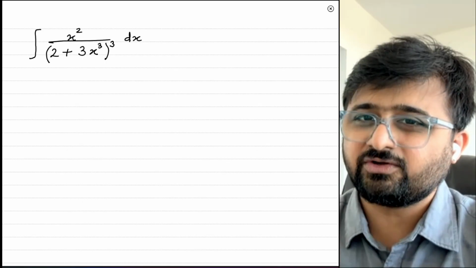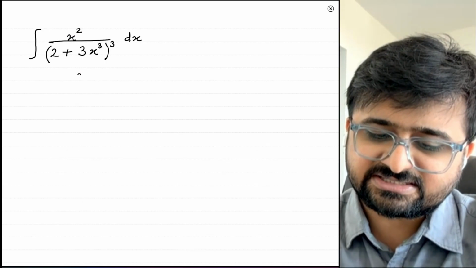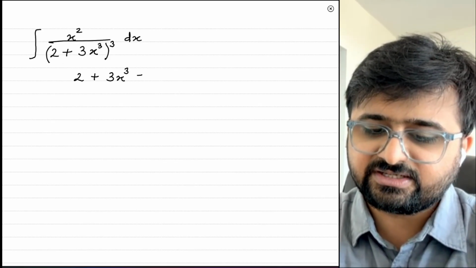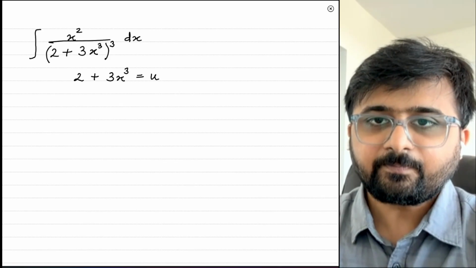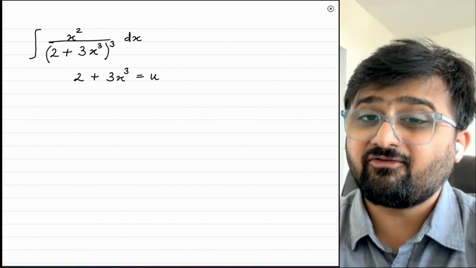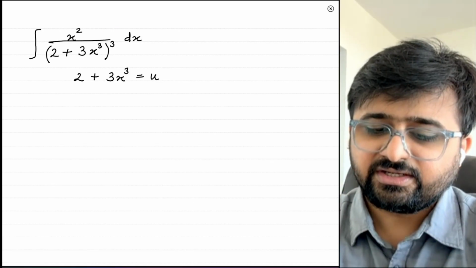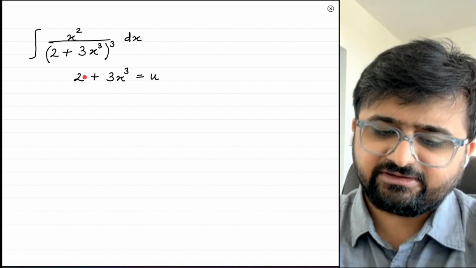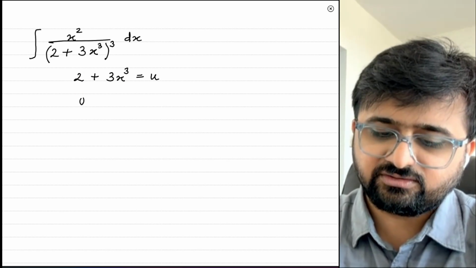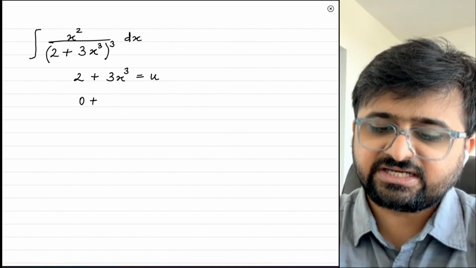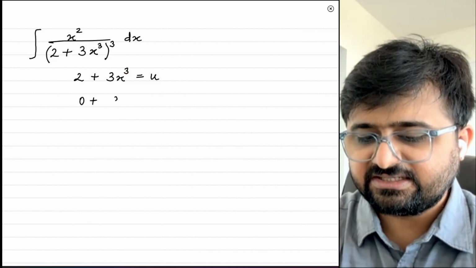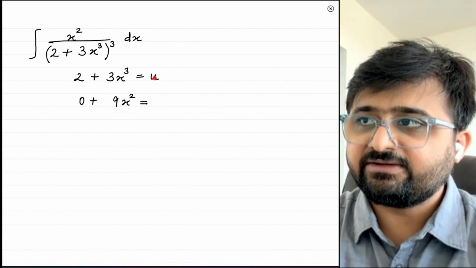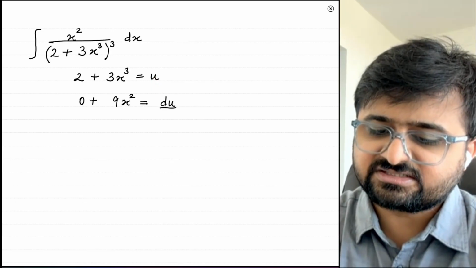Let's see what we mean by all of that by actually starting the question and saying 2 plus 3x cubed is equal to u. Now let's convert that entire integral from the x world to the u world. In order to do that, we'll have to differentiate both sides with respect to x. The derivative of 2 with respect to x is 0. The derivative of 3x cubed with respect to x is 9x squared, equal to the derivative of u with respect to x, which is du by dx.